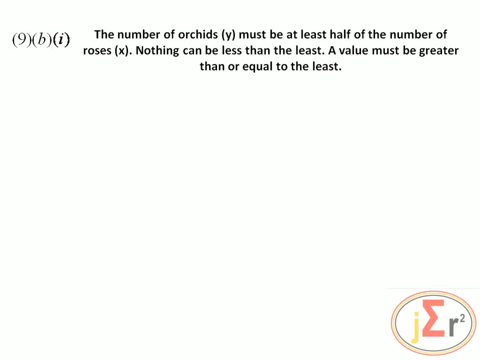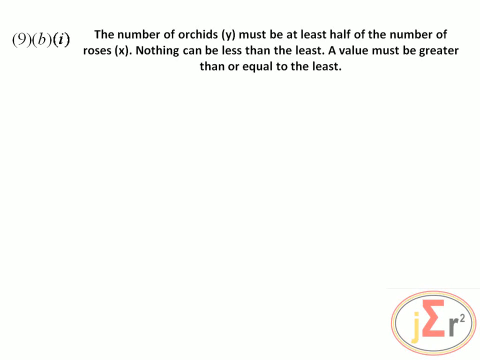Now we have our linear programming problem. We have statements, and from those statements we are required to write down linear inequalities that represent each one of those constraints. The number of orchids y must be at least half of the number of roses x. So the number of orchids must be at least half of the number of roses.